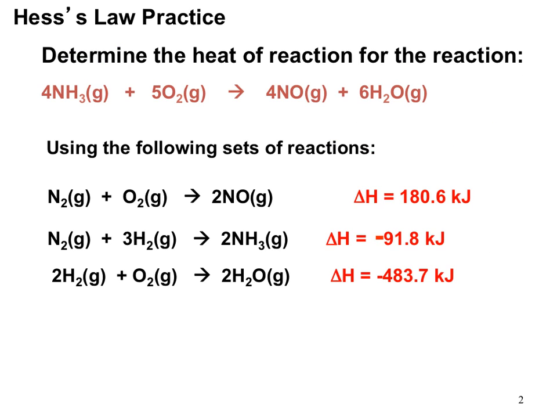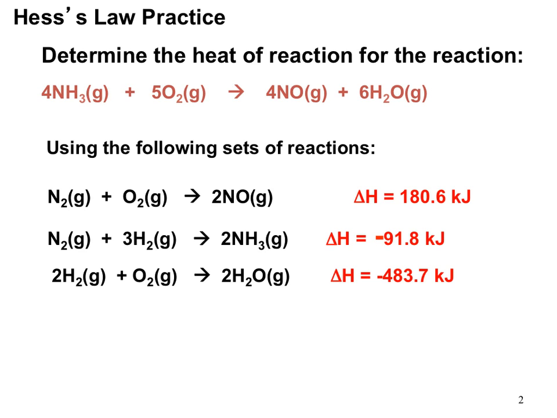Okay, so let's look at this example that they've given us here. It says to determine the heat of reaction for this reaction below. Okay, I have 4 moles of NH3 in the gaseous state plus 5 moles of O2 in the gaseous state, giving me 4 moles of NO in its gaseous state and 6 moles of H2O in its gaseous state.